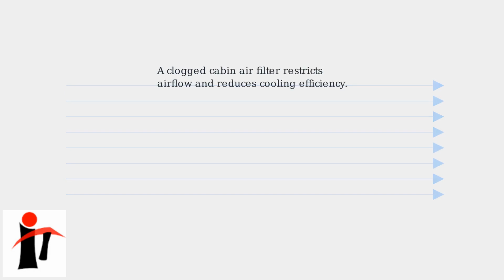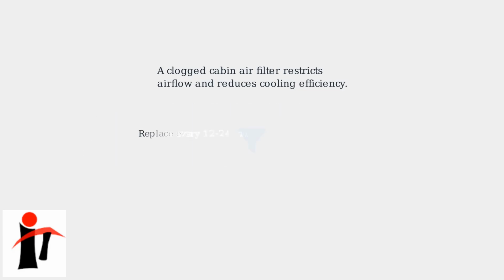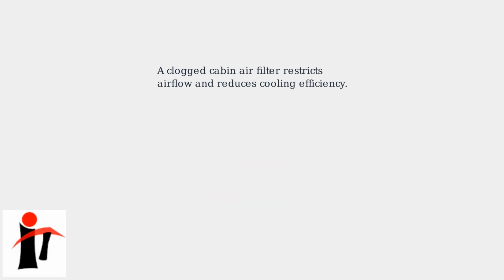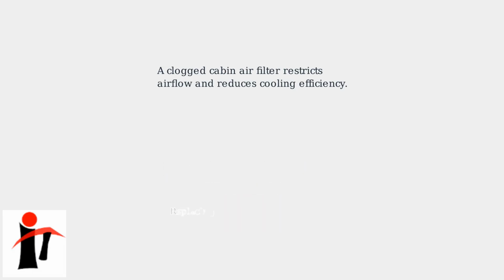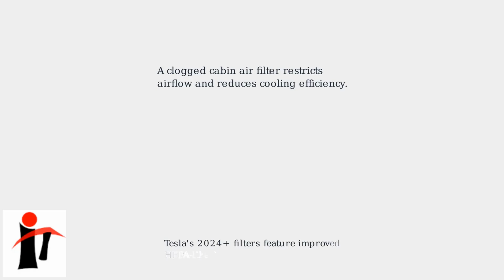A clogged cabin air filter restricts airflow and reduces cooling efficiency in the Tesla Model 3. The cabin air filter is located behind the glove box. Replace the filter every 12 to 24 months or 20,000 miles using a Tesla-approved part numbered 143706-00A. Signs of a clogged filter include reduced ventilation, musty odors, or mold growth. Replacing a dirty filter can significantly improve AC performance. Tesla's 2024 and later models feature improved HEPA-like filtration in their cabin air filters.